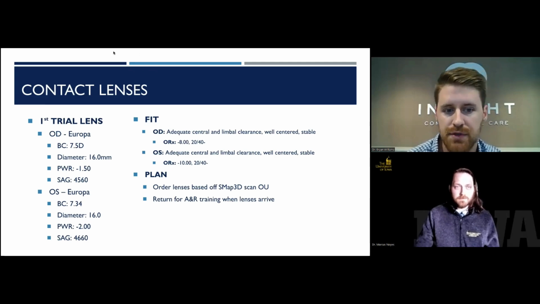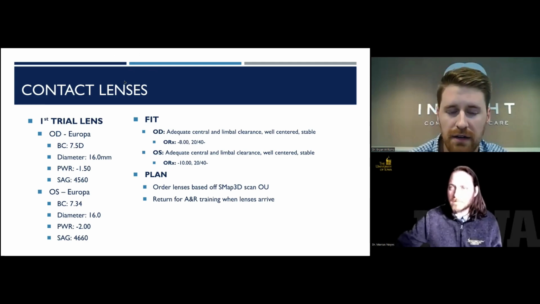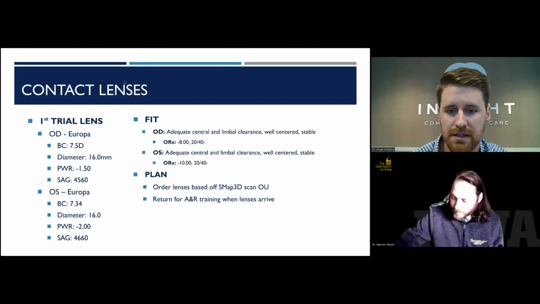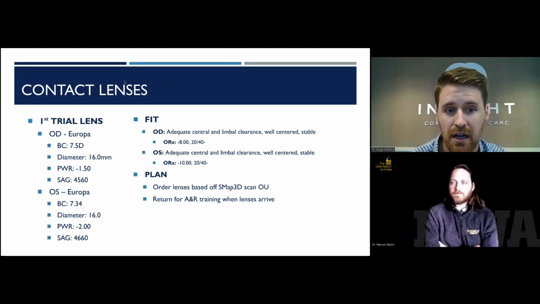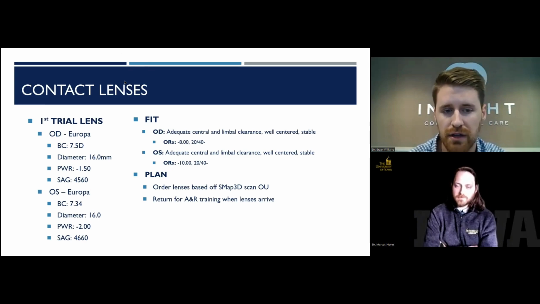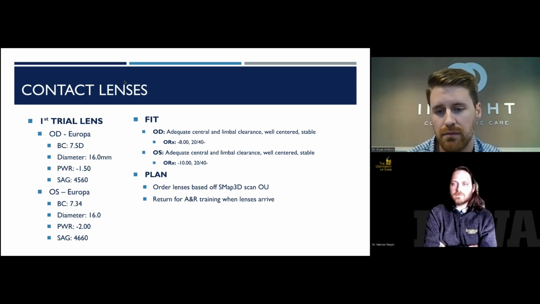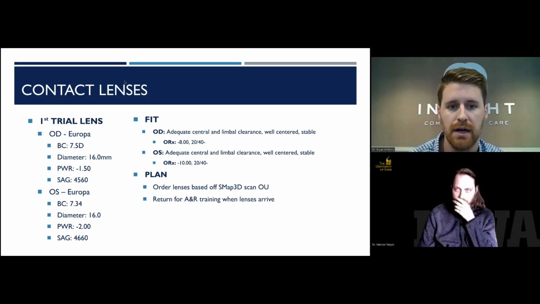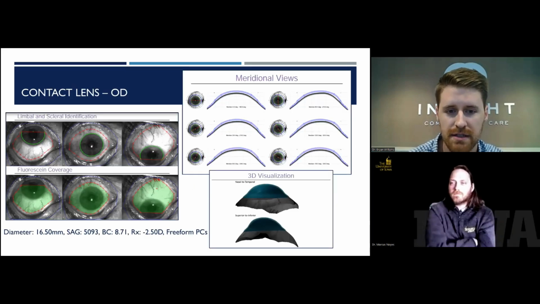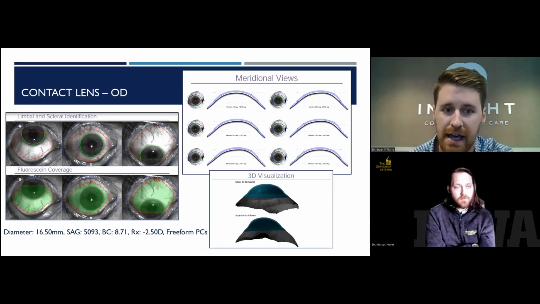Great, thanks. So the Europa trial lenses on the left were purely just for an over-refraction. As you'll see in some of Marcus's cases later, that could even be an RGP, and you could go purely empirical off of this. It doesn't even necessarily need to be a scleral. Really the info you're looking for there is just a base curve, power in the lens, and an over-refraction. Once I determined those were stable enough to get an over-refraction, I ordered the lenses based off the SMAP scan, and we were going to bring the patient back whenever the lenses got in for application and removal training.